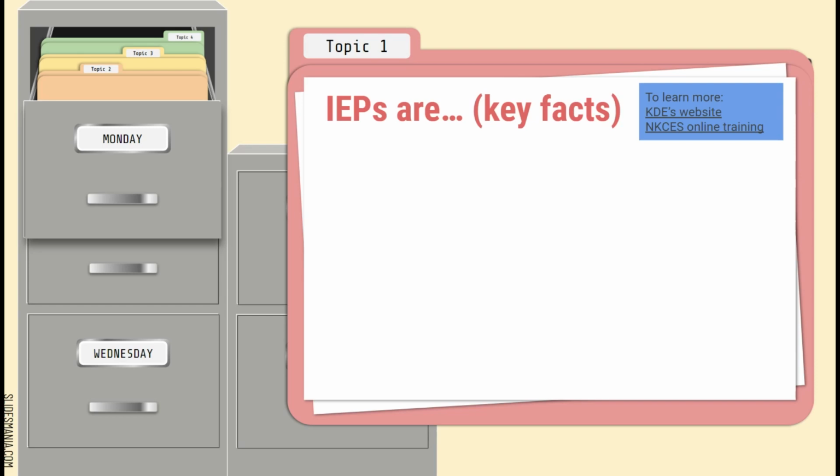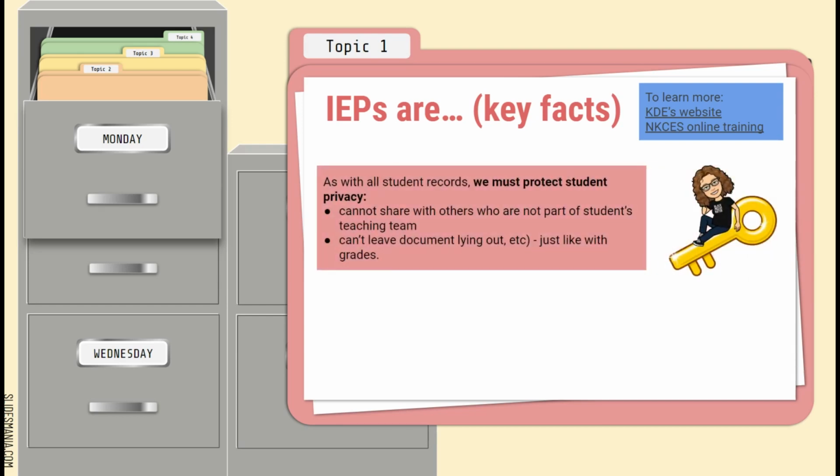So we'd encourage you to check on our online training website and also on KDE's website for key forms and information. We know that above all else, when it comes to student records, we want to protect student privacy. So a few things to remember about IEPs. First of all, you'll follow all of your district protocols and requirements, the state and federal requirements. Those include not sharing the IEP with anyone who is not part of the student's teaching team and anyone who hasn't signed the required confidentiality forms that you have signed as a district employee.